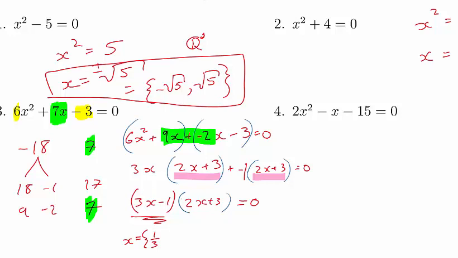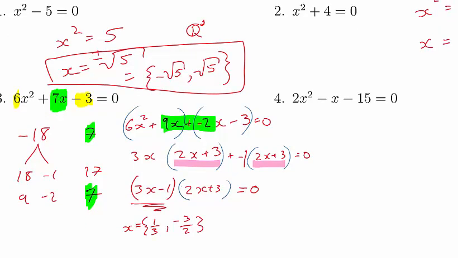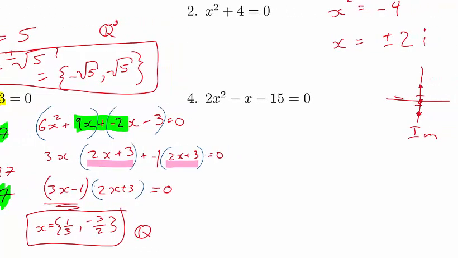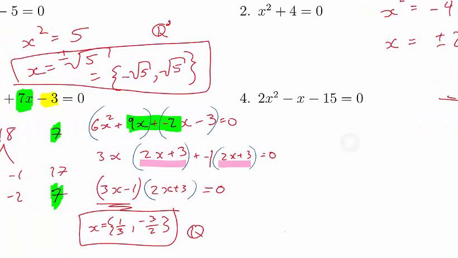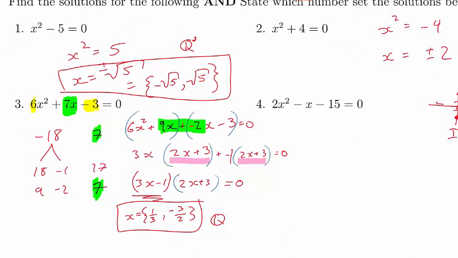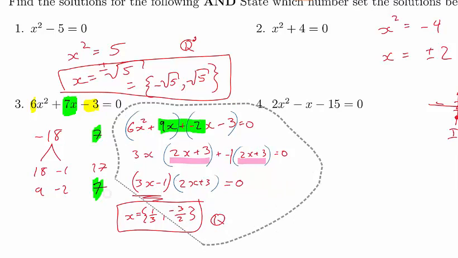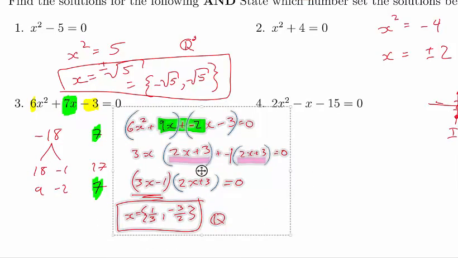Right here we have 2x plus 3. And so for that one, 2 in the bottom, 3 in the top, they want a negative so that it counteracts the 3 over here. There we are. We have two rational numbers for our solution. Both rational numbers. Awesome. Okay. And so let's go on to number 4. Go ahead and shrink this down one more time.